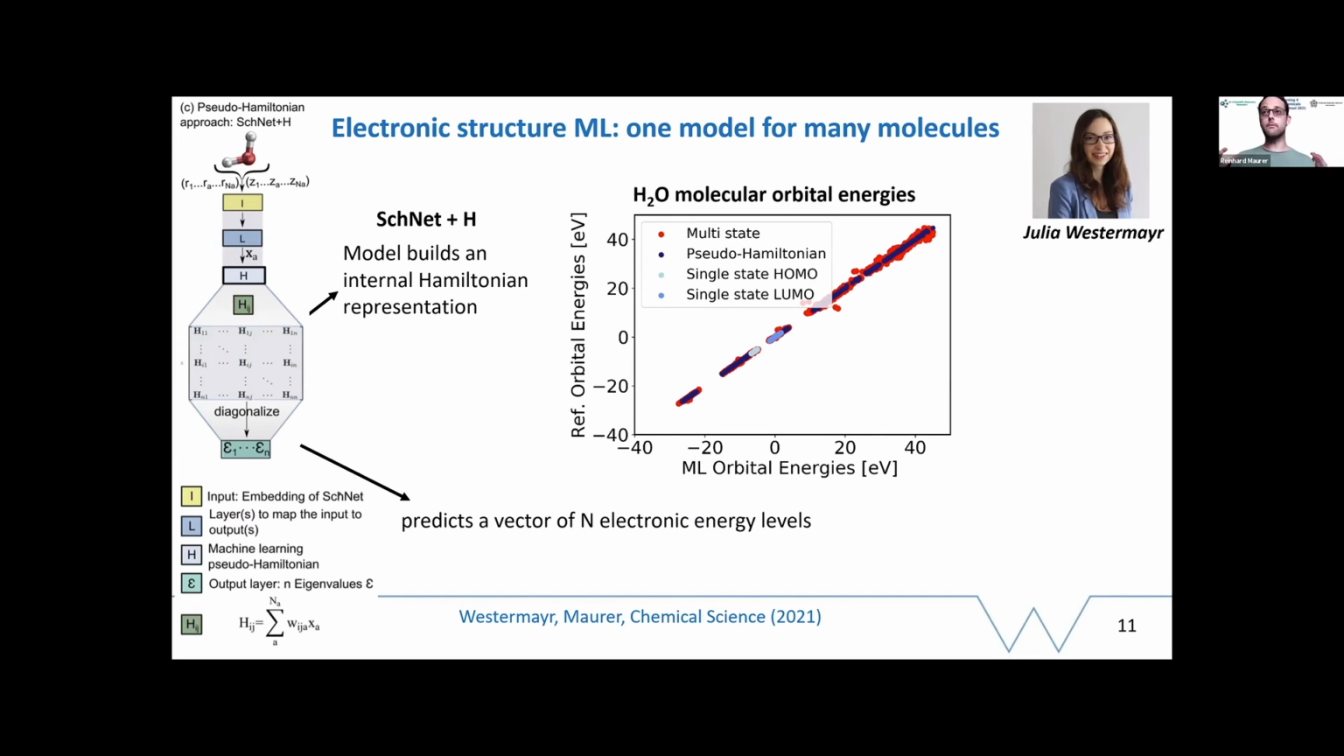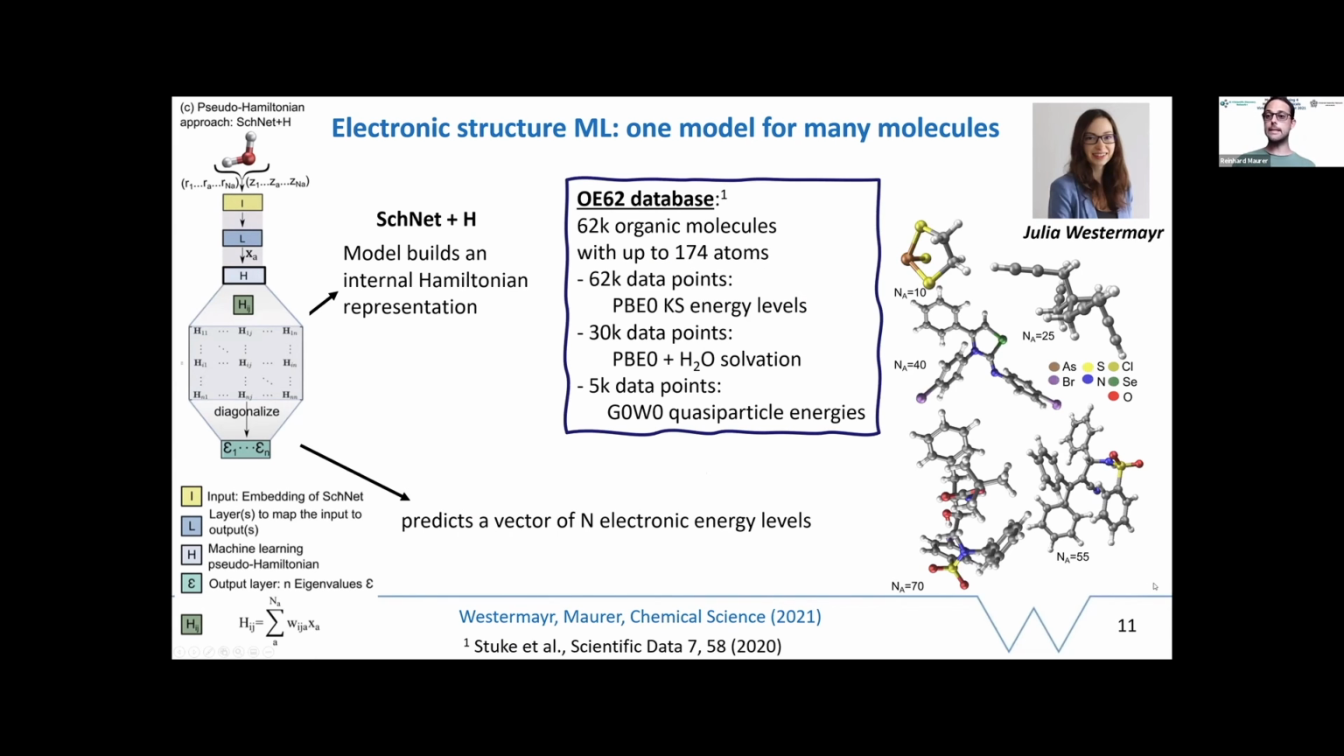If you do a trivial vector type model where you try to get rid of this Hamiltonian, you just predict the vector of energy levels, you get quite a lot of noise. So the red points here would be this trivial vector prediction, which is not working so well. And you can see our pseudo-Hamiltonian model here actually is much more accurate. So the correlation between the ML prediction and the reference is quite good. And so we can train this now on a data set of a variety of different molecules.